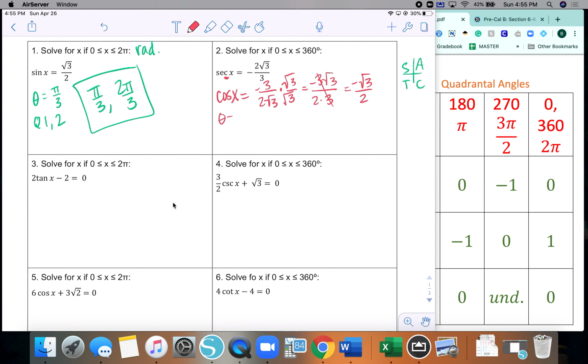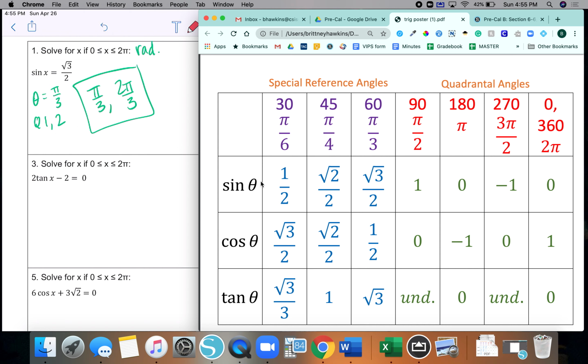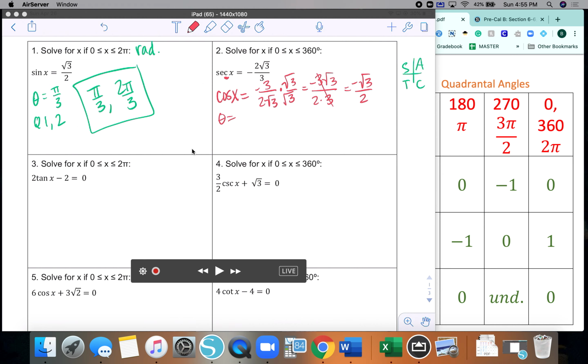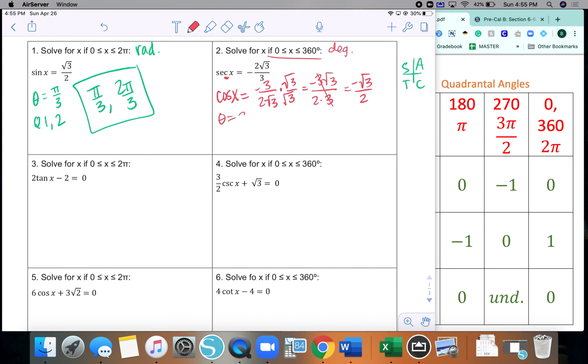So my reference angle, my theta, for cosine being square root 3 over 2, this is in degrees, so 30 degrees, it says it up here. And then cosine is negative in quadrants 2 and 3. So that would be 180 minus 30 and 180 plus 30. So 150 degrees and 210 degrees.